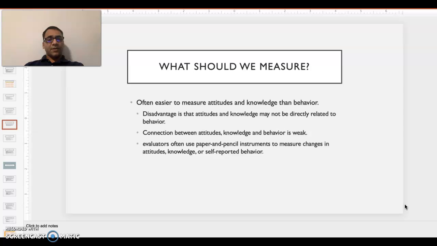So many times the way you collect the data is also important. When people are on their own using paper and pencil, with self-reported behavior, this sensitive information about their behavior can be reported, as opposed to the attitude and knowledge.